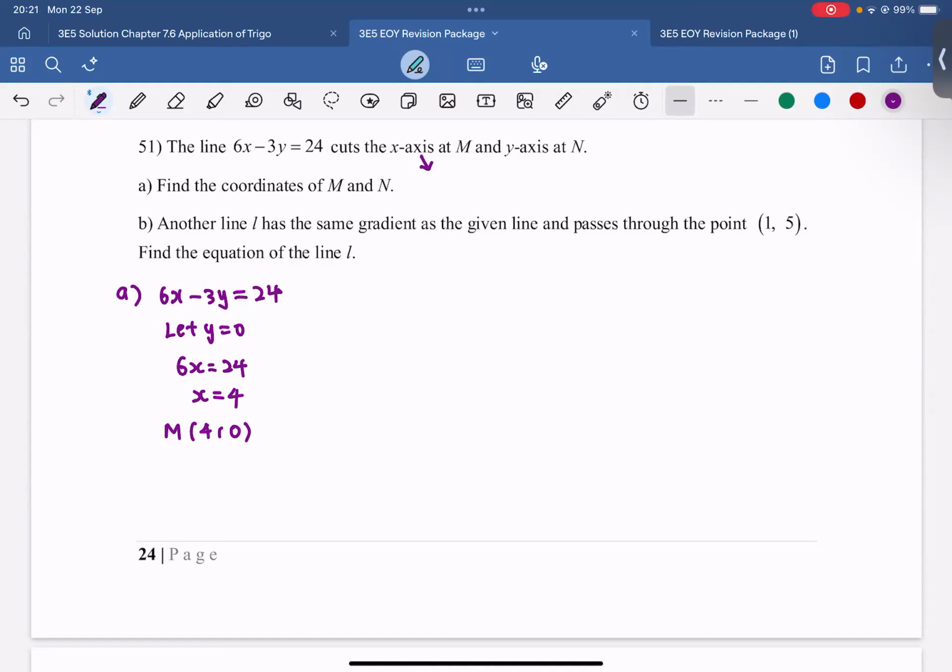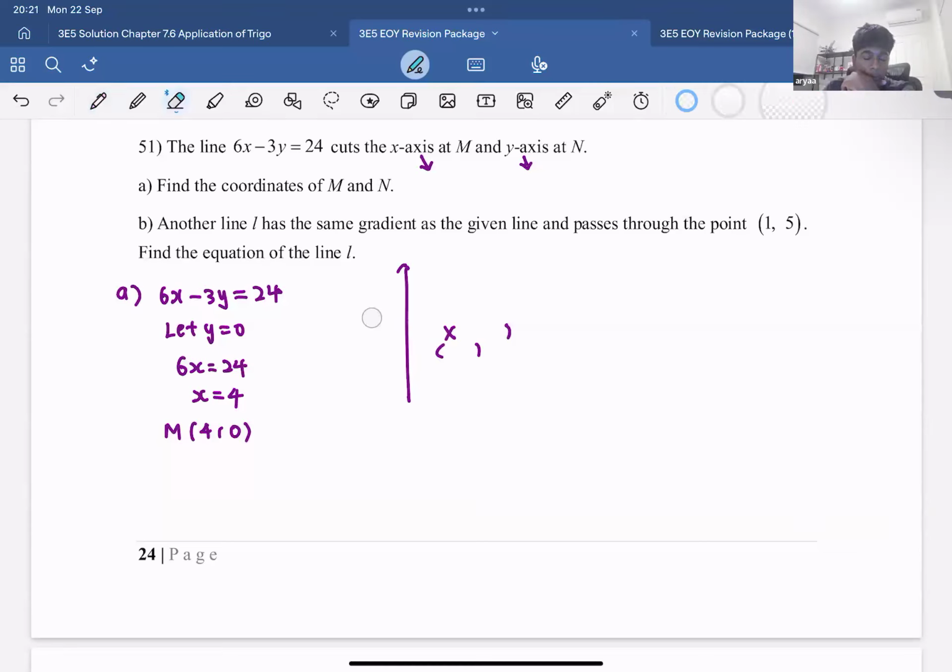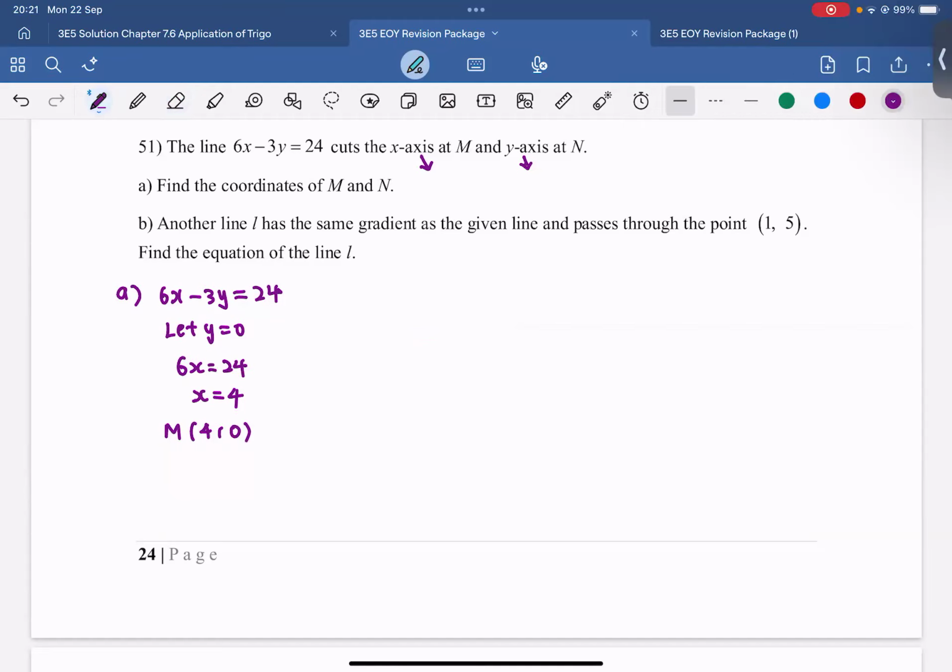Okay. Next, cut y-axis. Sir, I don't get it. Oh, you don't get it. This is your axis. It cuts here. What are the coordinates on the axis? Oh, okay.